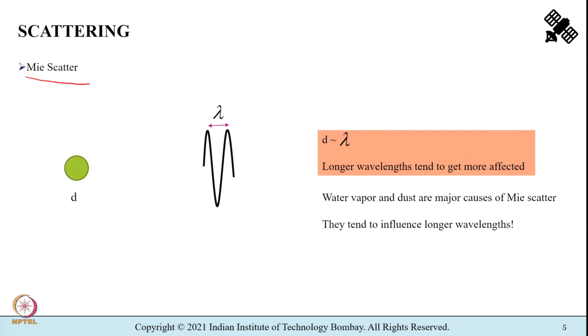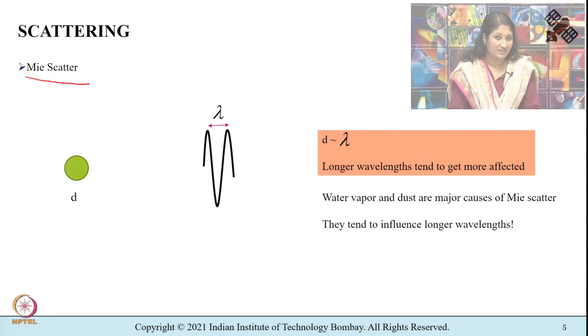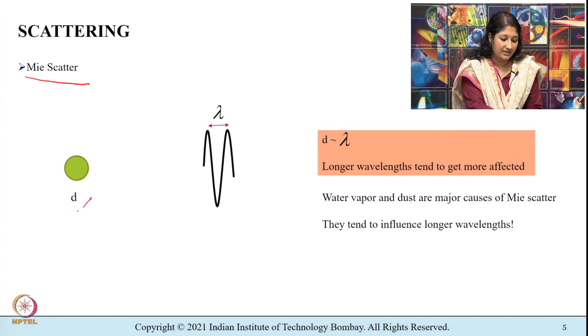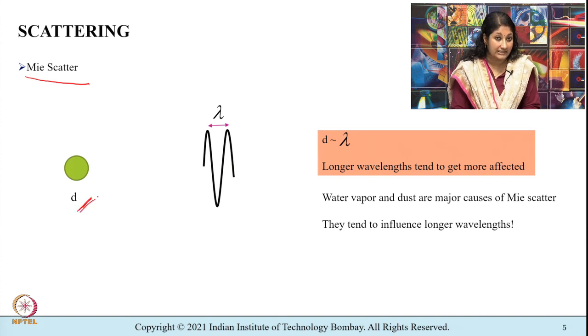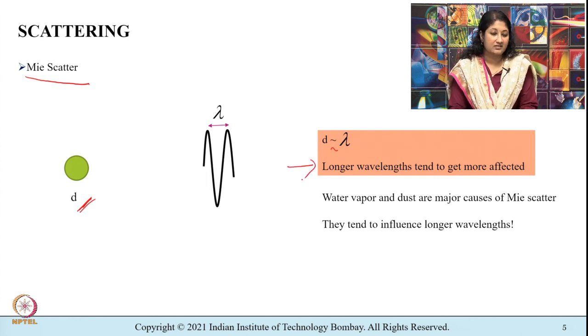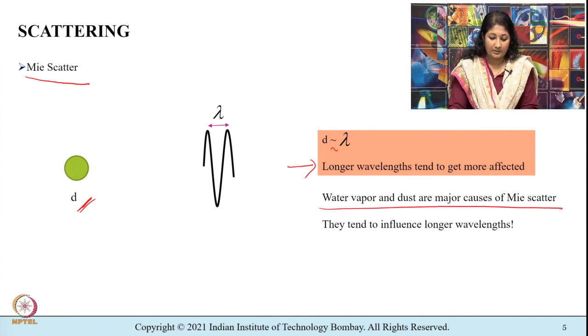Now, as the next extreme case, let us consider something known as Mie scatter. Here, I am indicating the diameter of the target D to be almost equal to the wavelength. Herein, the scattering is sensitive to small changes in target size or wavelength. So, the longer wavelengths tend to be more affected by Mie scattering, and water vapor and dust are major causes of Mie scatter, and they tend to influence, as I mentioned earlier, longer wavelength.